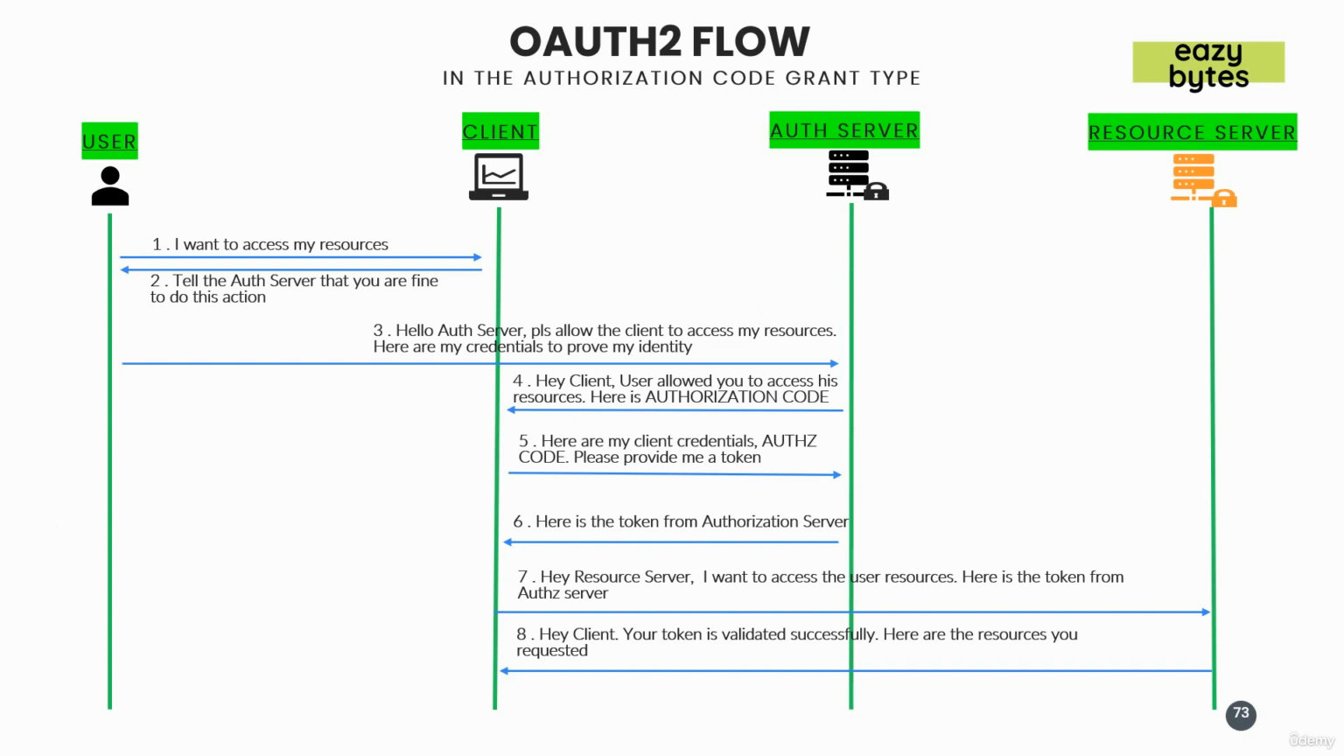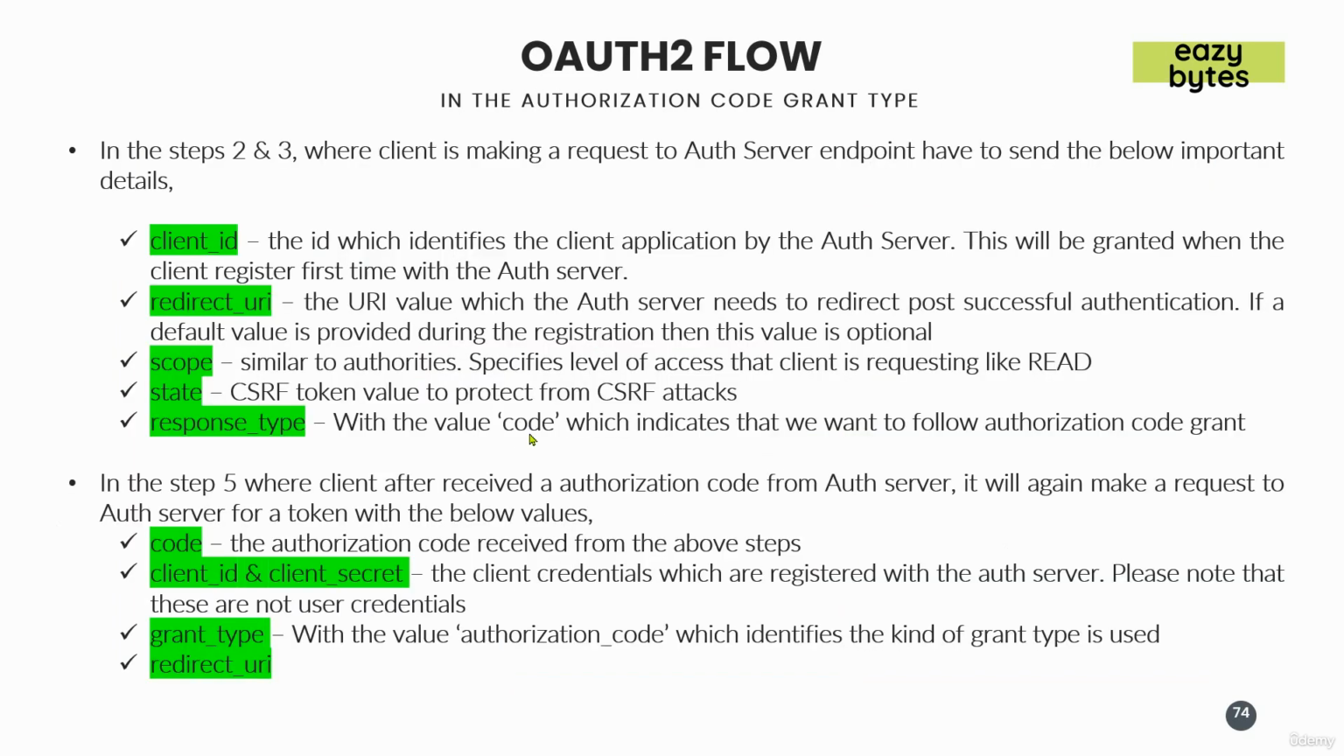So with this the flow will complete and I'll be able to log into the Stack Overflow website or any client application. You can see in the backend, particularly in steps 2 and 3, where the client is making a request to the auth server initially, it has to send the following important details in order to generate an authorization code.